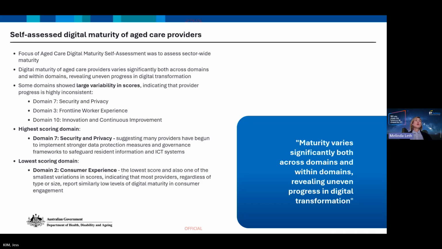In terms of the lowest scoring domain, that was consumer experience. So this is about how do you actually involve consumers in the design of your digital tools? How much do they use those tools, and what's their level of interaction with those tools? And this was actually the lowest score across all of the market segments, regardless of whether you were a residential aged care provider or home care, large or small. And so this was also the domain that had the least amount of variability within the scoring.